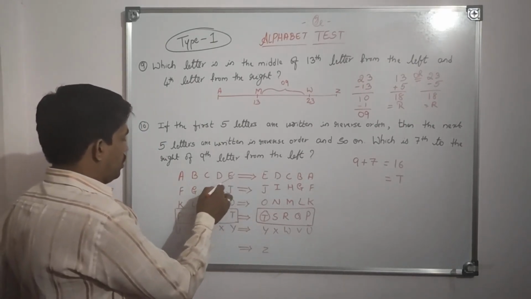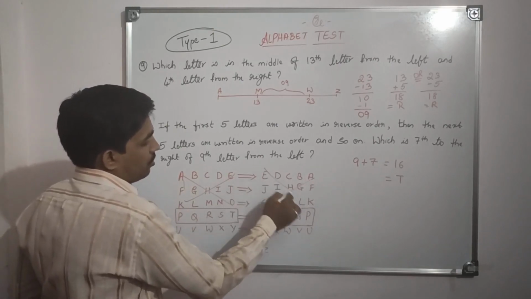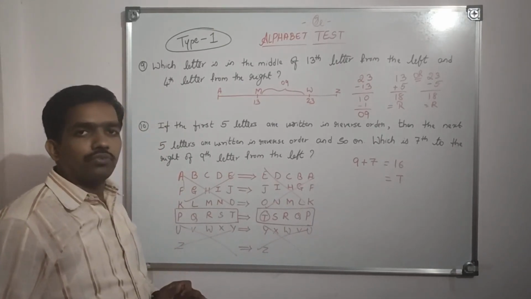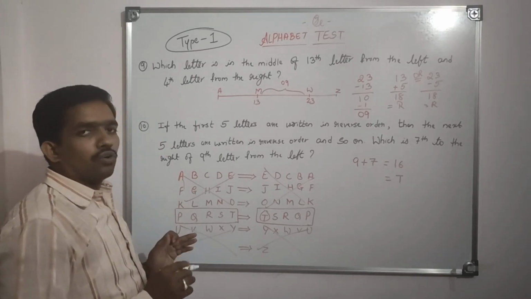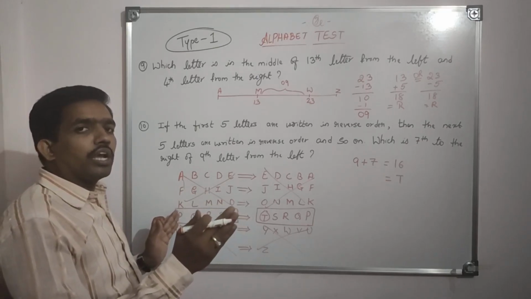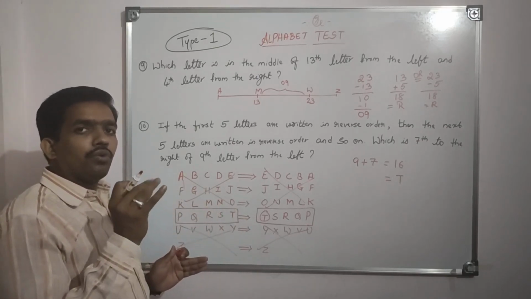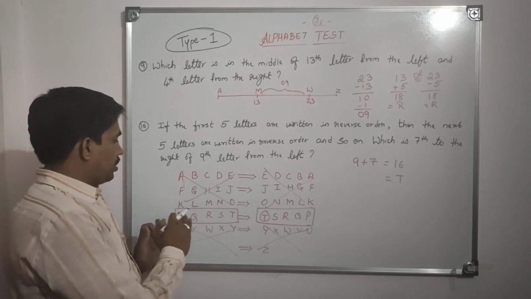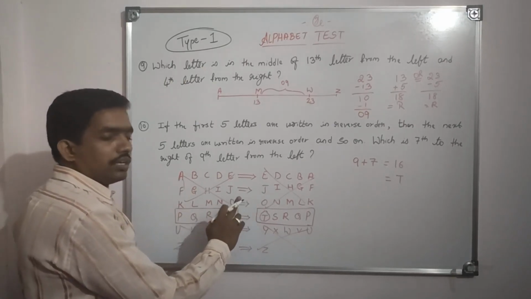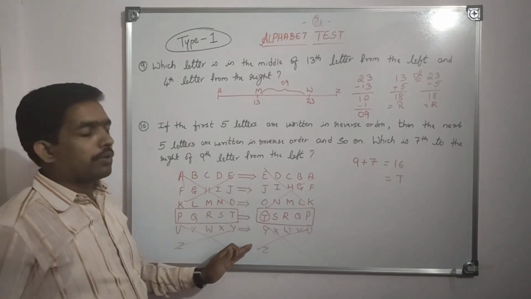Don't write all these, it will simply waste time. Just directly go to the 16th letter. The 16th letter is P. From P, the 5 letters we write in reverse order: P, Q, R, S, T. Only this batch we write in reverse order, and the 16th letter is T. This is our smart work.